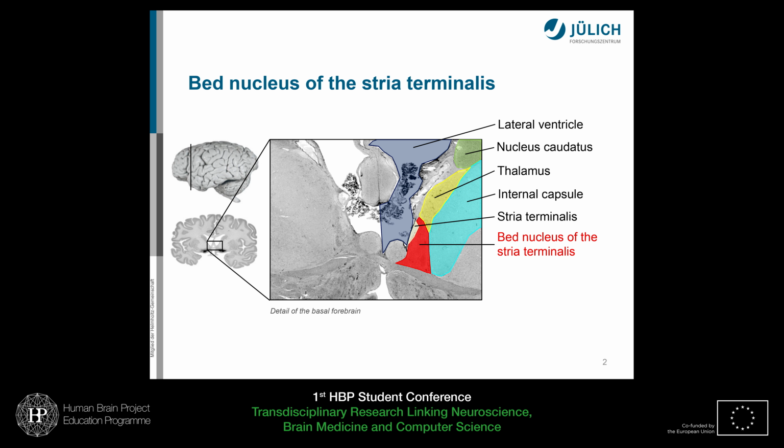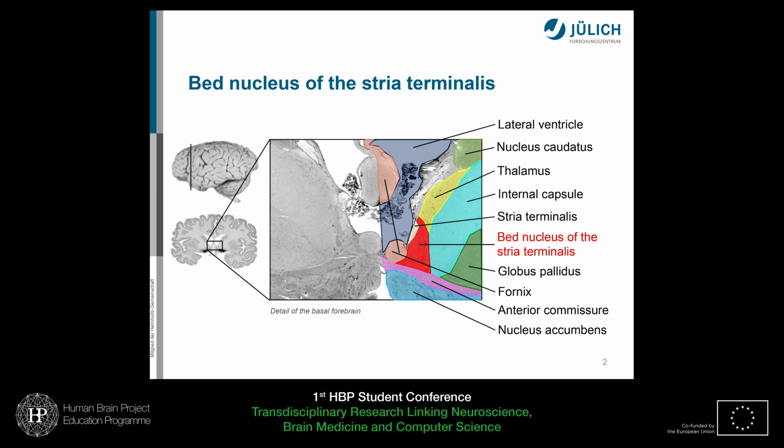The lateral border was the internal capsule. The ventral border is the anterior commissure. You can see it almost decussating. And in more rostral sections, it's the nucleus accumbens. And finally, the medial border is the fornix. And last but not least, there is the globus pallidus. It's not directly adjacent to the bed nucleus, but it still should be mentioned here as it's visible.